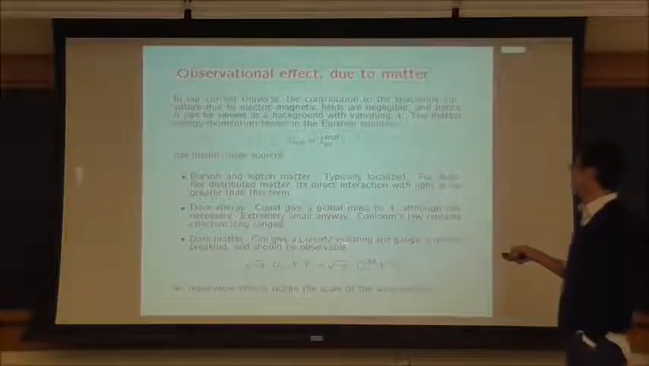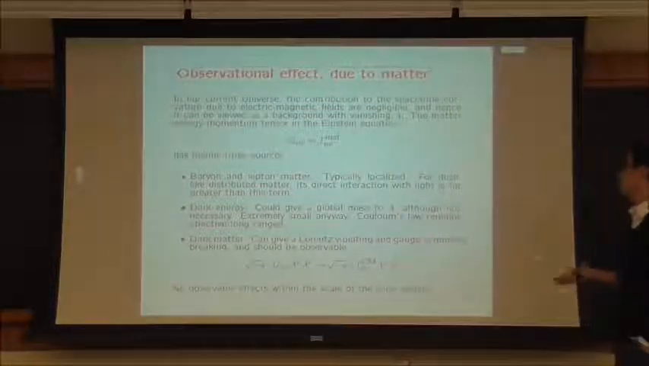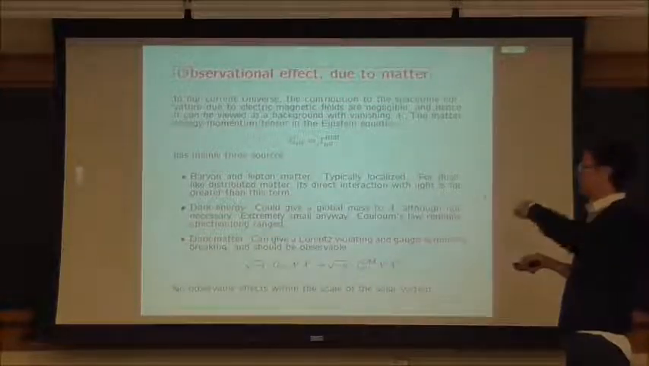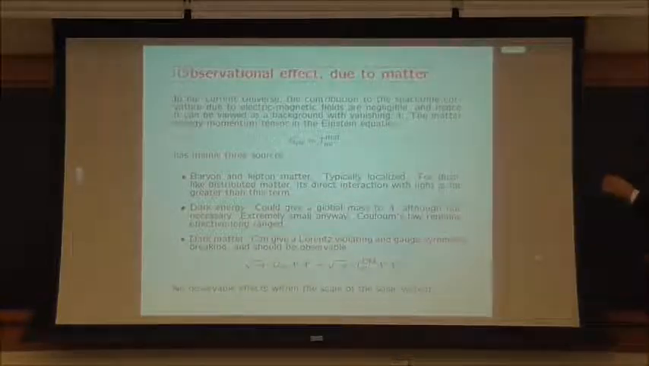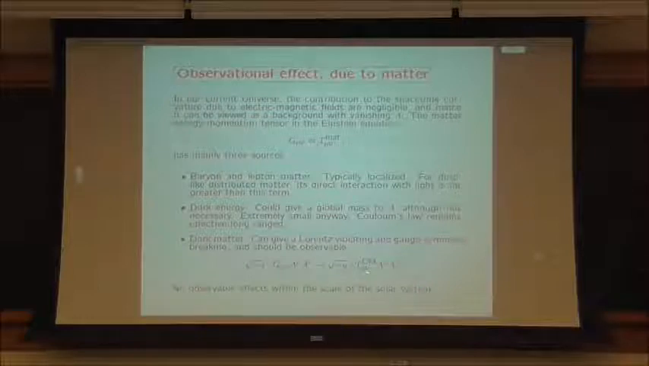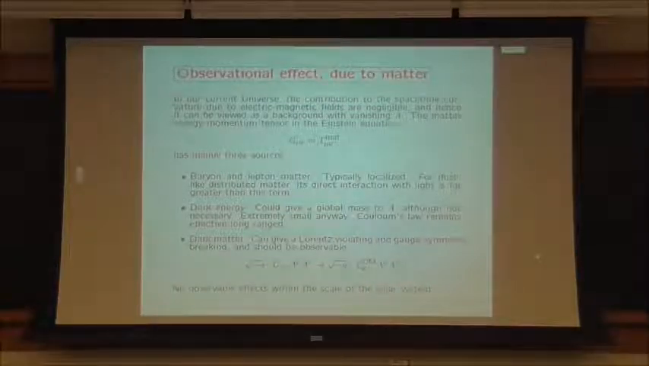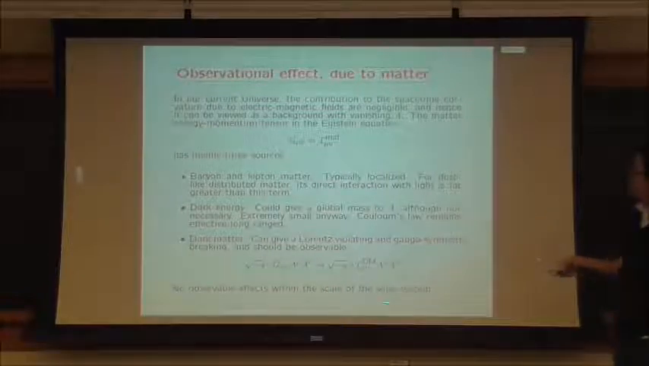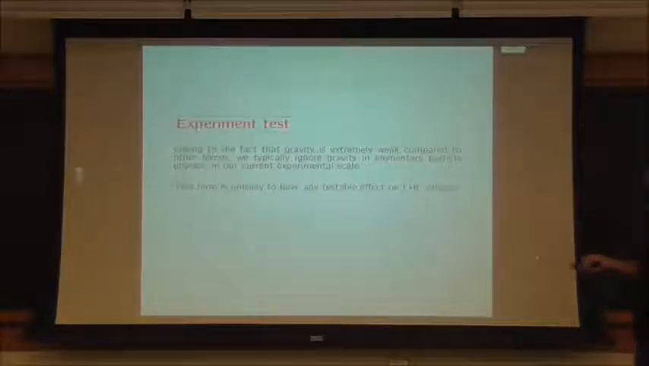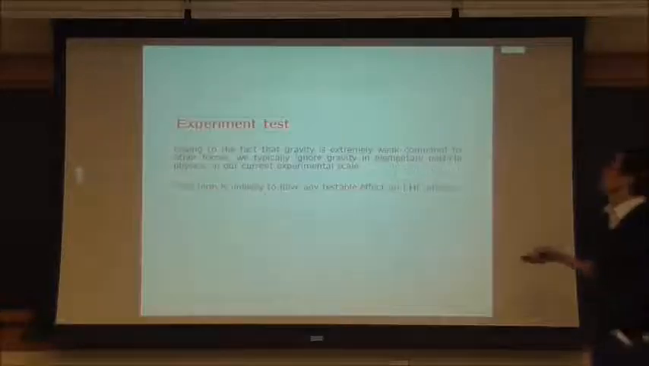It can give Lorentz violating and gauge symmetry breaking, and it might be observable, because the light does not interact with the dark matter directly. If light travels in the dark matter background over a sufficiently long distance, then this term can take effect. But at the scale of the solar system, you don't expect to see any effects on the light. So unless you look at galaxy scales, the light still acts like light. So we can add this term to the theory, and then you have this uniform gauge symmetry violation, but nevertheless, it's hardly detectable.